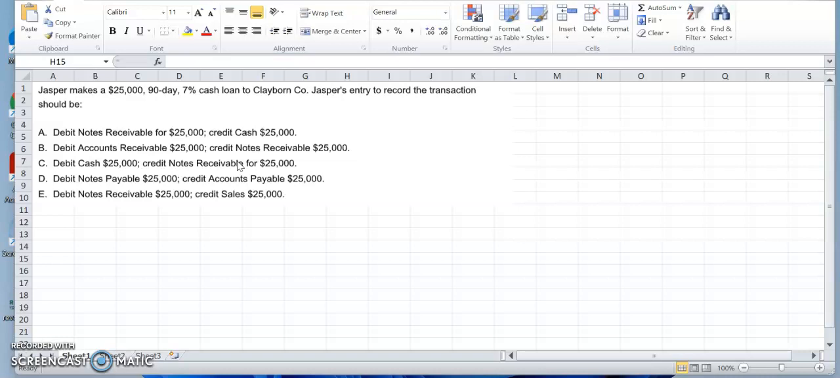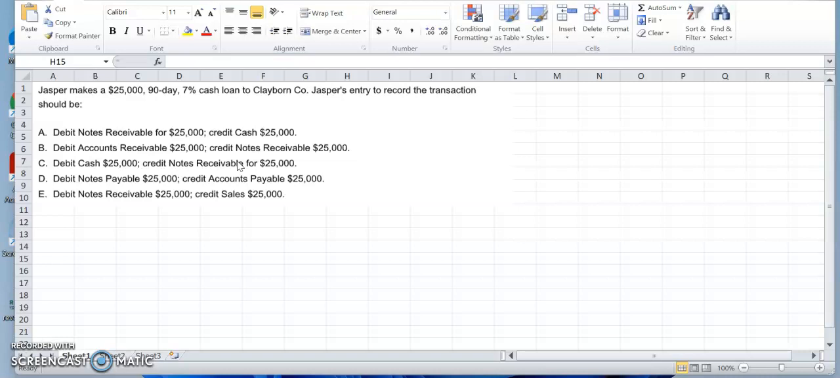The thing you've got to know is what a notes receivable is. It works a little bit like accounts receivable. They're not exactly the same thing, but in this case, since we're only recording transactions, it's going to work the same way. So, let's look at number A. Debit notes receivable for $25,000, credit cash for $25,000. If Jasper is giving cash away to Claiborne Company, we know it's going to be a credit to cash. What choices have the word credit to cash in them? Only A. A is going to be the right answer. Debit notes receivable for $25,000, credit cash for $25,000.